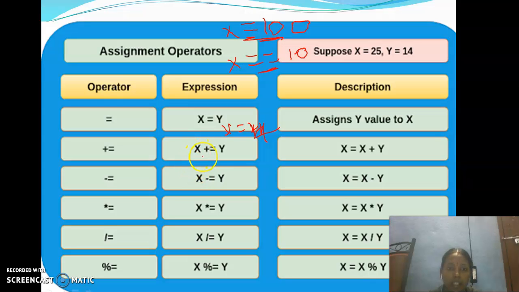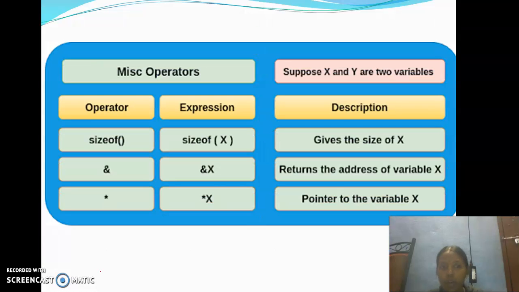Now x plus equals to y. So we can write this as x is equals to x plus y. X minus equals to y, x is equals to x minus y. X into equals to y, x equals to x into y. Same for the division and modulus also. So these are the assignment operators.